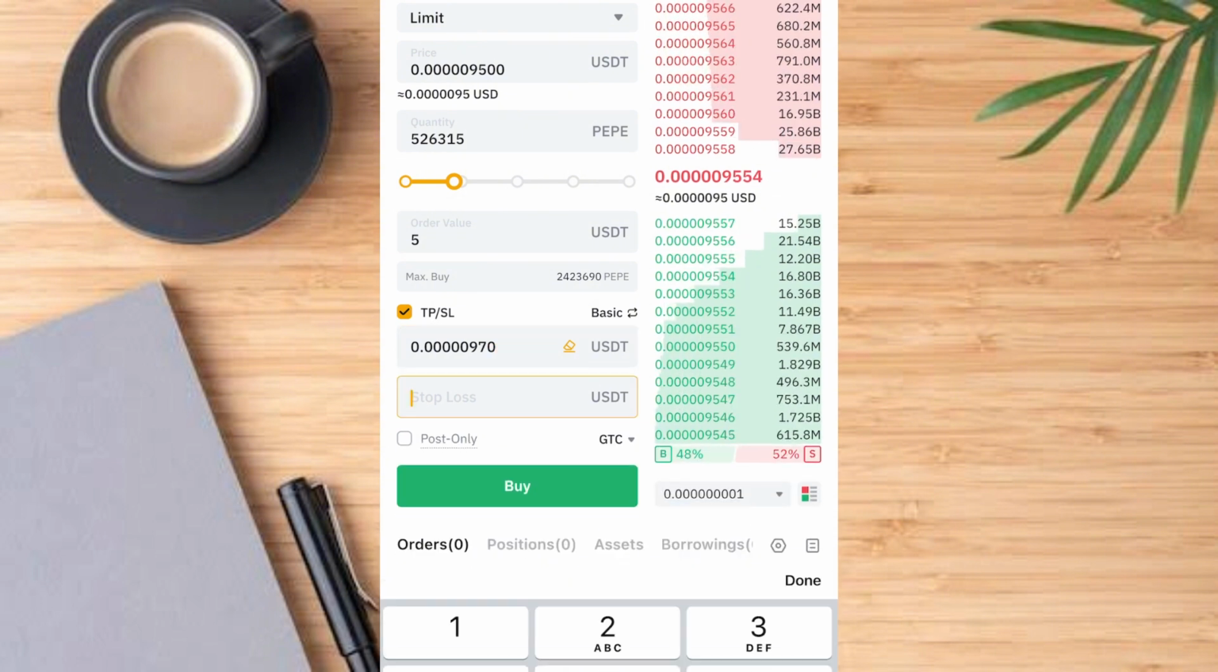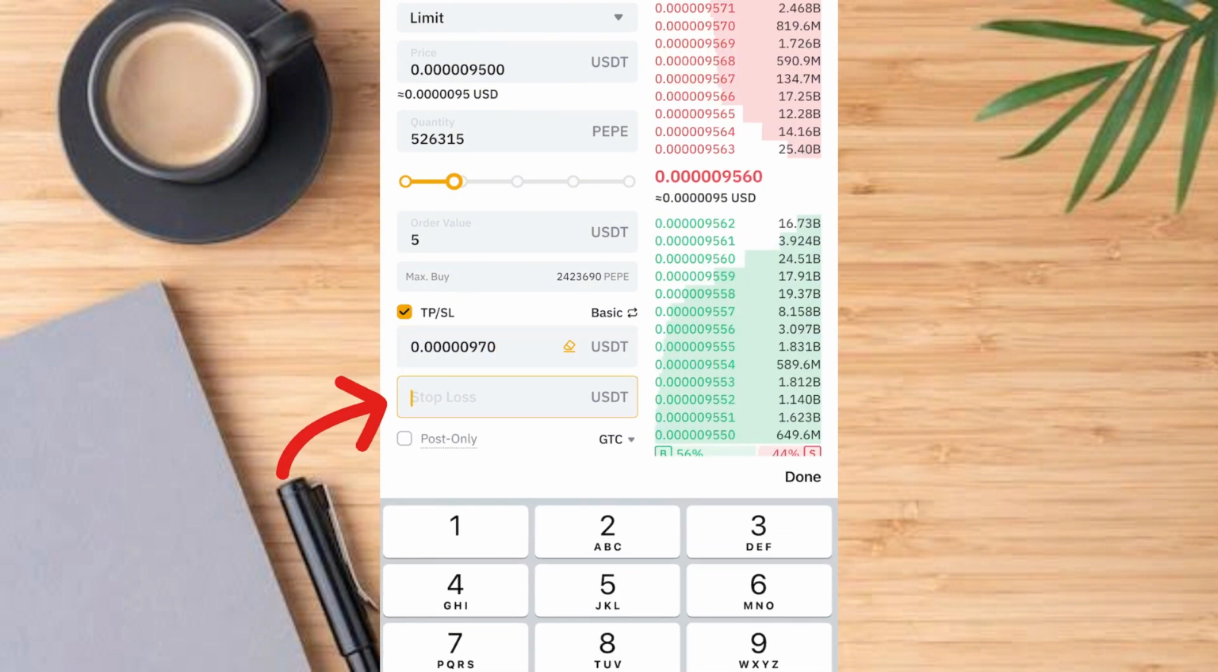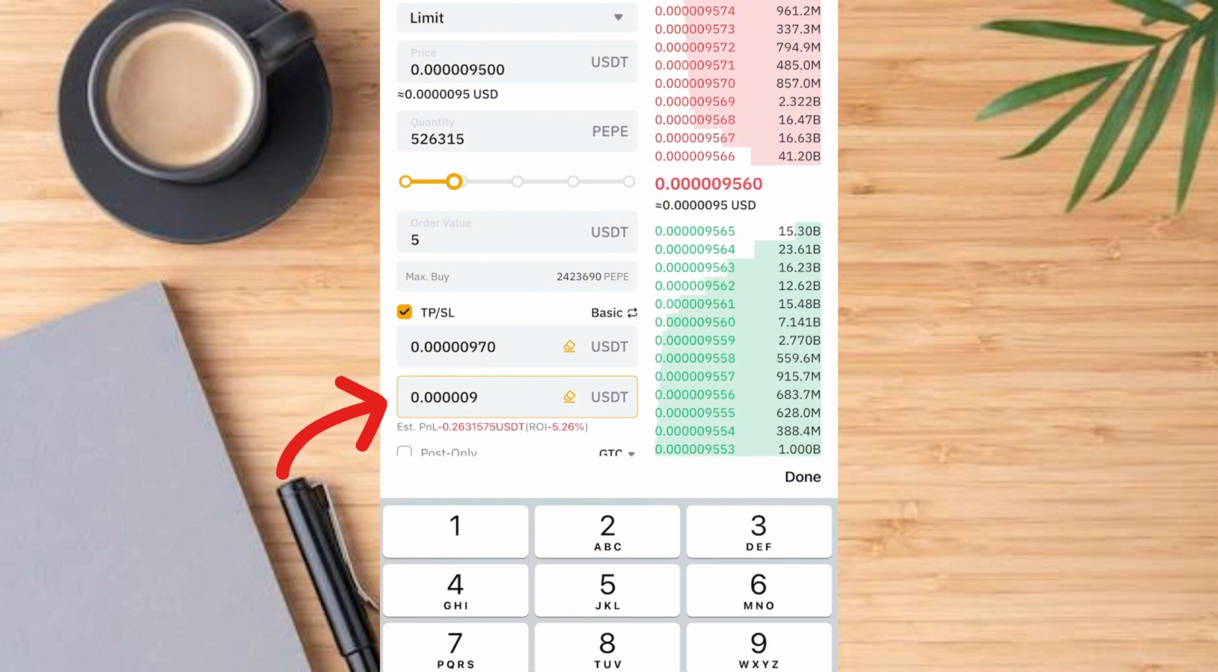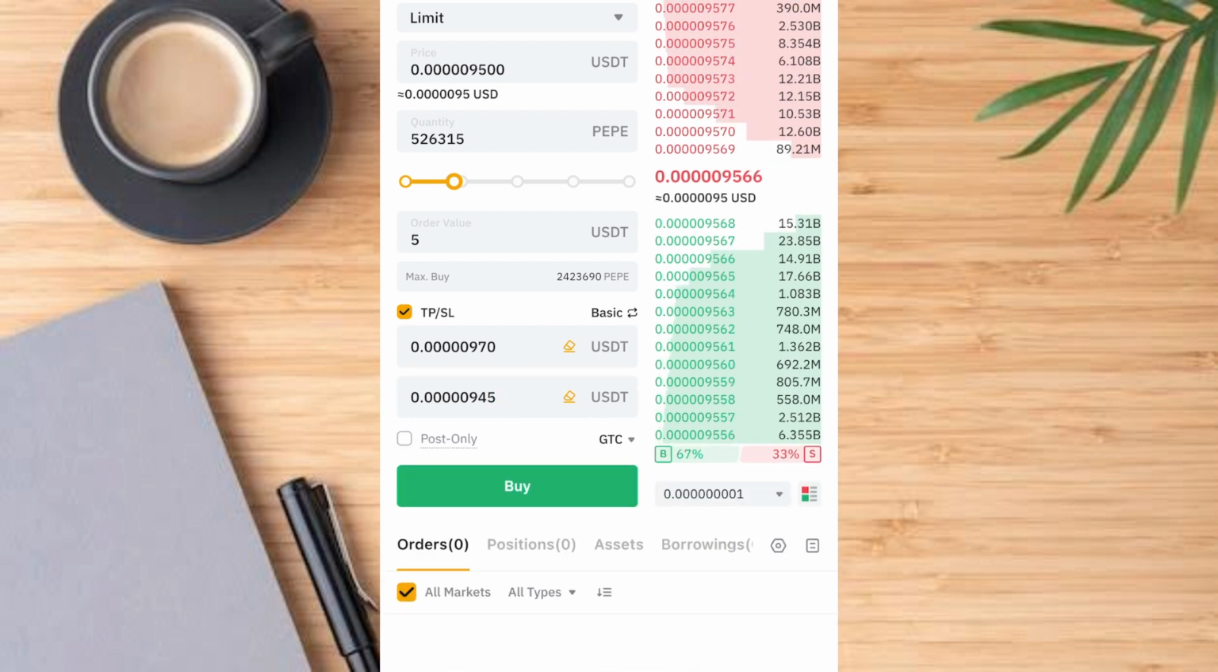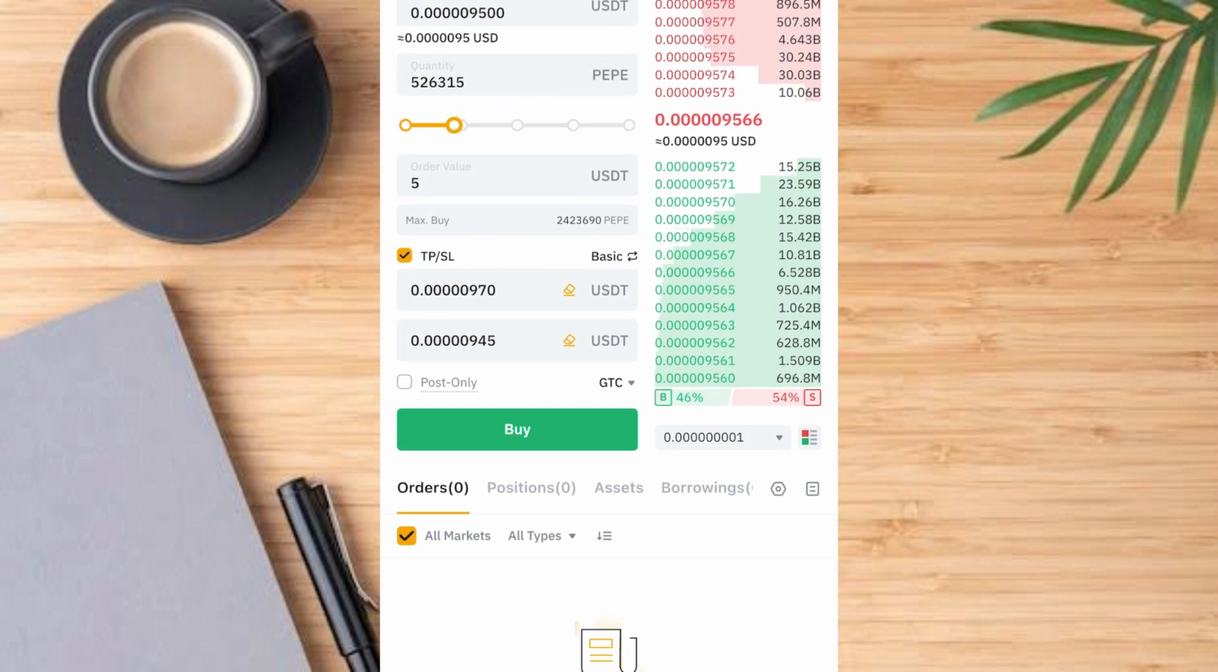Then I will set the stop loss for when the price goes below the amount I bought the token at here. So it's 0.00009, let me say 945. So when the price is 945, then I will take my profit. Then here you can see that when you buy at a lower price, you sell at a higher price. I bought this token at 5095 and I'm selling at 5097.